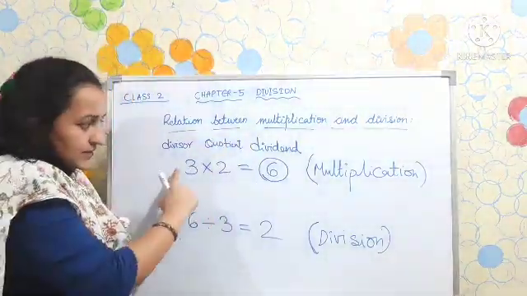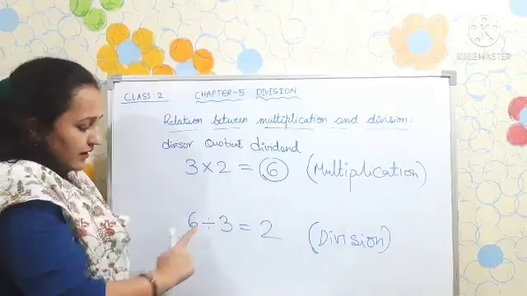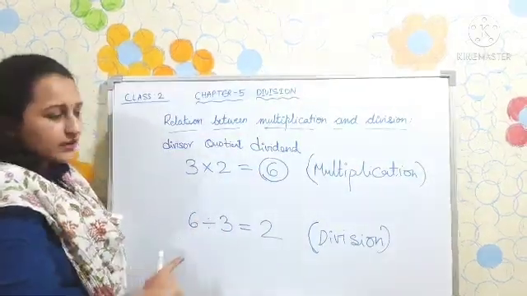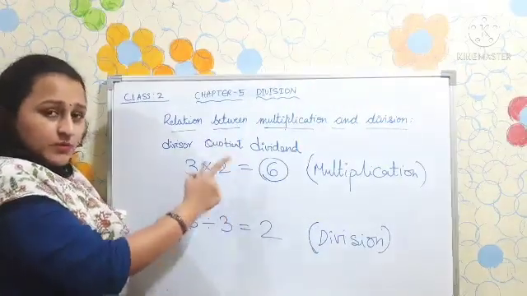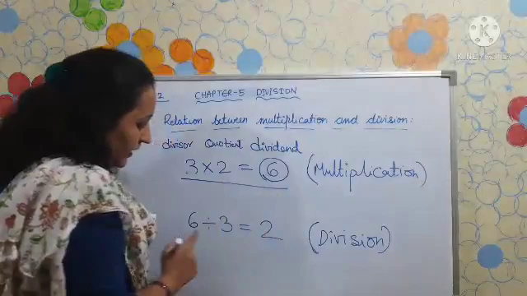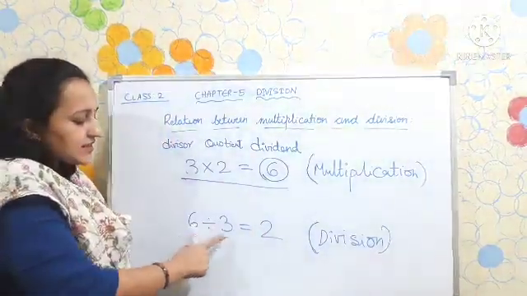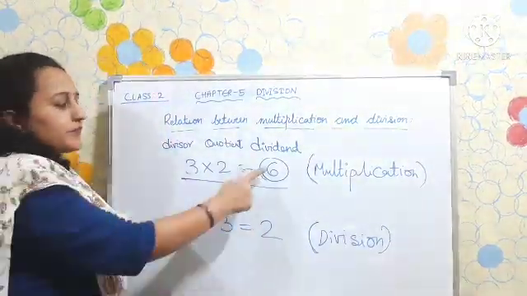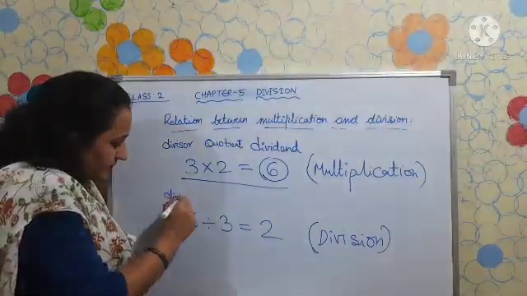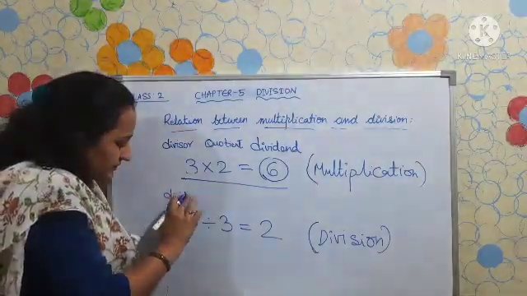Now tell me, seeing this multiplication, which number is the dividend here? These two are opposite to each other. By seeing this multiplication form, you have to tell me which is called the dividend. Yes, 6 is called the dividend.